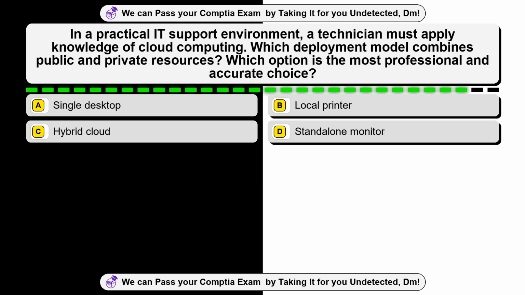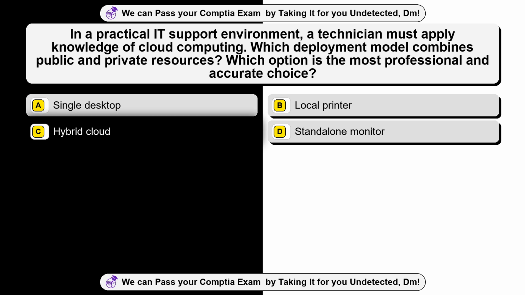Question 6. In a practical IT support environment, a technician must apply knowledge of cloud computing. Which deployment model combines public and private resources? Which option is the most professional and accurate choice? Option A single desktop. Option B local printer. Option C hybrid cloud. Option D standalone monitor.